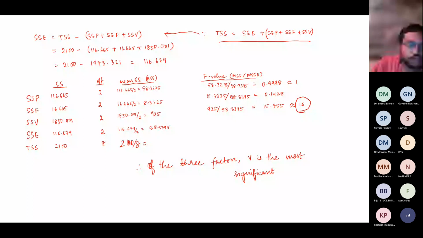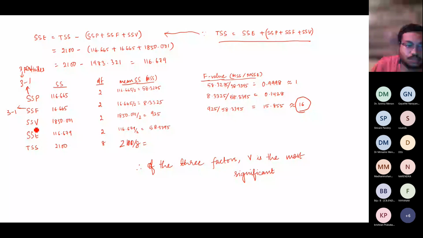So for SSP, we have degrees of freedom 3 minus 1, because we have three kinds of pesticides. Again, for SSF, we have 3 minus 1, which is 2. For SSV, we have 3 minus 1, again, which is 2.